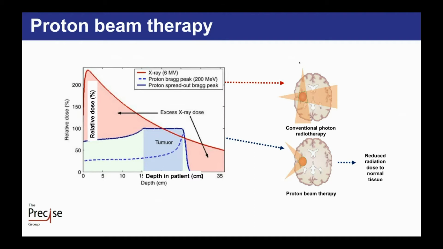And similarly, when we deliver it from another direction, and we deliver from multiple directions to try and minimise the damage to the healthy tissue while maximising the dose to the tumour. But you can see there's an exit dose. With protons, because of the way the protons stop in matter, we deposit a little bit of dose as we come in, and then as we come close to what is called the Bragg peak, we deliver most of the dose.